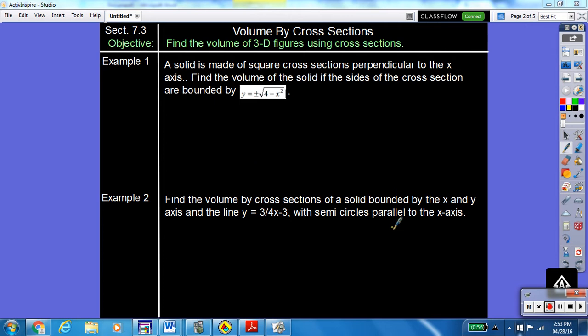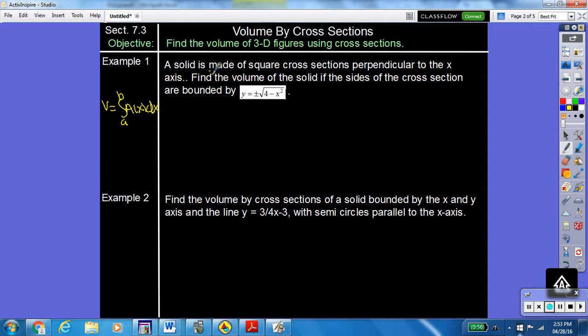Okay, so we have here the first example of finding the volume by cross-sections of a figure. The first thing I'm going to go ahead and write down is that formula from the previous video, where the volume from A to B of the area function dx. That's going to be very important.